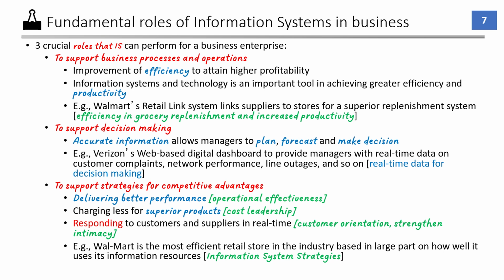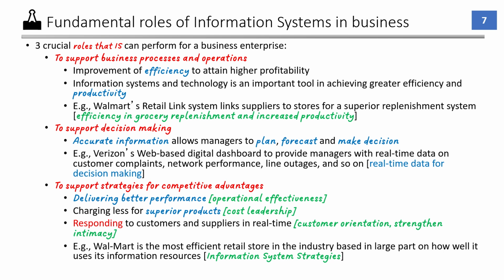Information systems play three fundamental roles in supporting a business. The first role is supporting business processes and operations. Information systems help businesses work more efficiently and productively. By automating tasks and improving information flow, companies can reduce costs and increase profitability. For example, large retailers use information systems to manage inventory efficiently and ensure products are restocked on time.